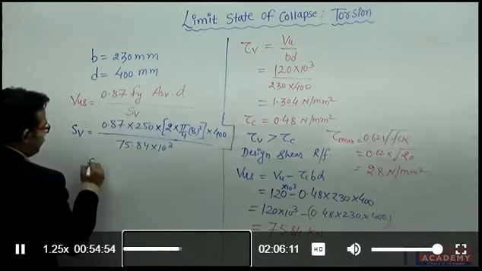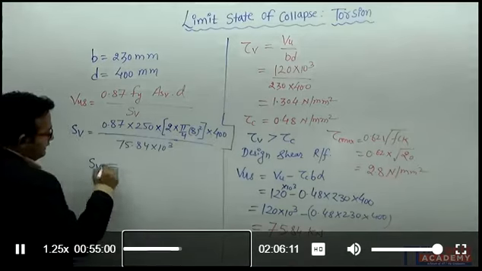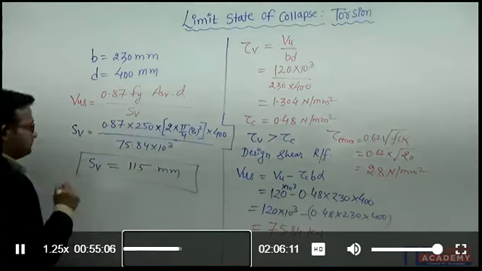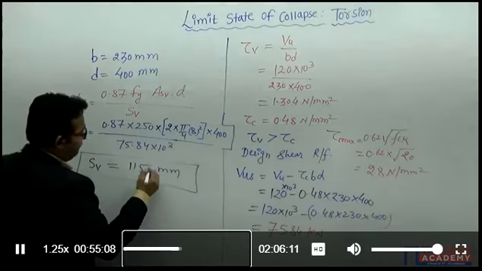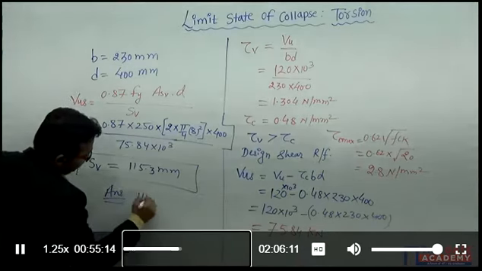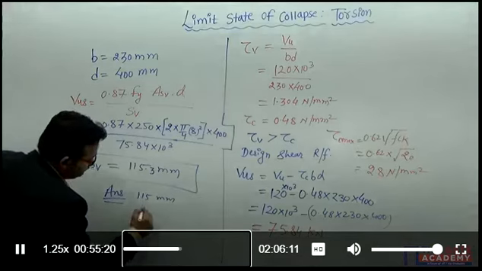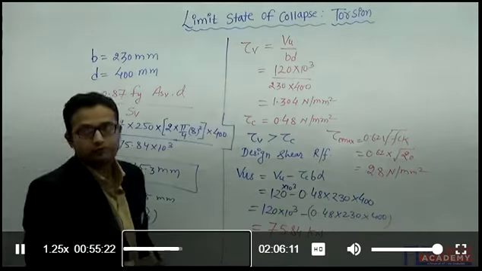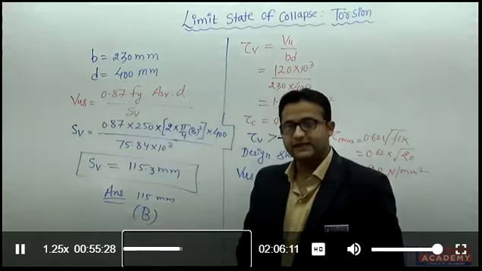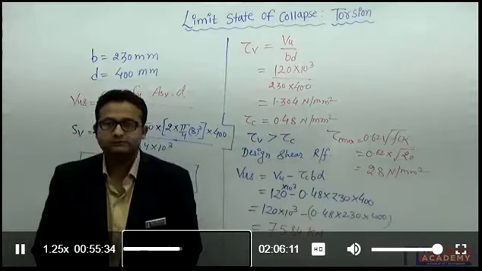So this is the formula. From here I can calculate the spacing, and I am getting 115.3 mm. My answer is 115 mm, option B. Option B is the answer for this question. Spacing is B. Please solve this question.